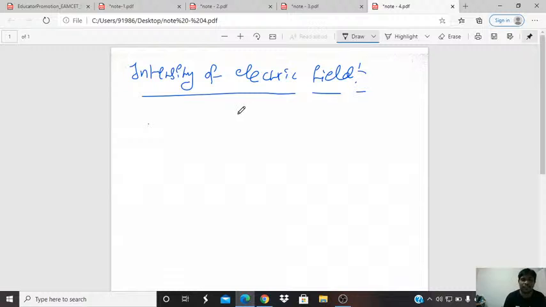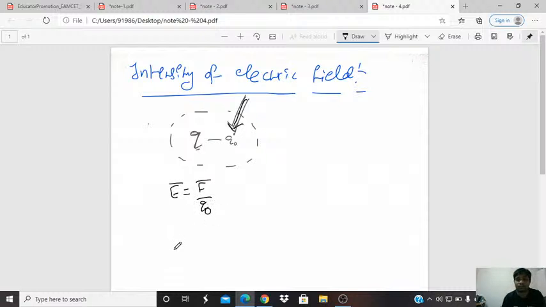That means, when we place a charge in an electric field, its influence can act, right? So influence means what? Electric force. Suppose you place a charge Q0 in it, due to the field an electric force can act on it. So that electric force acting per unit charge is called what? Intensity of electric field, F bar by Q naught, or magnitude E equal to F by Q naught. The force acting per unit charge in an electric field.